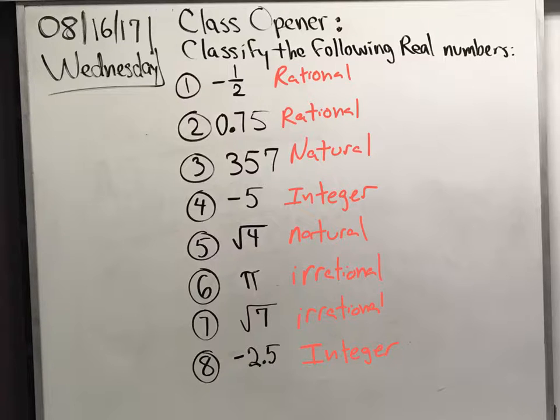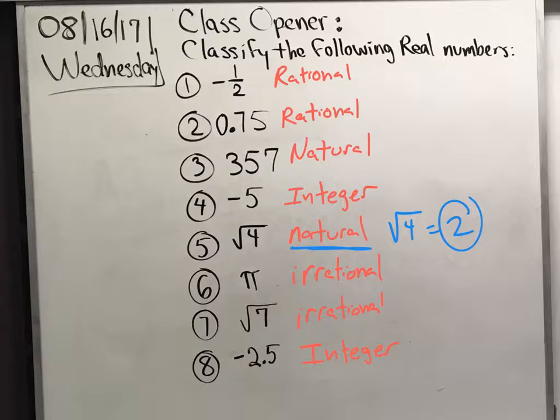For example, you could say that the square root of 4 is rational because that makes sense, right? The square root of 4 is 2. So if we think about the square root of 4, the answer is 2. And 2 is definitely rational. But it's more than rational. It's also an integer. It's also a whole number. It's also a natural number. So you want to be as specific as possible. That's why we wrote down natural as the correct answer, okay?